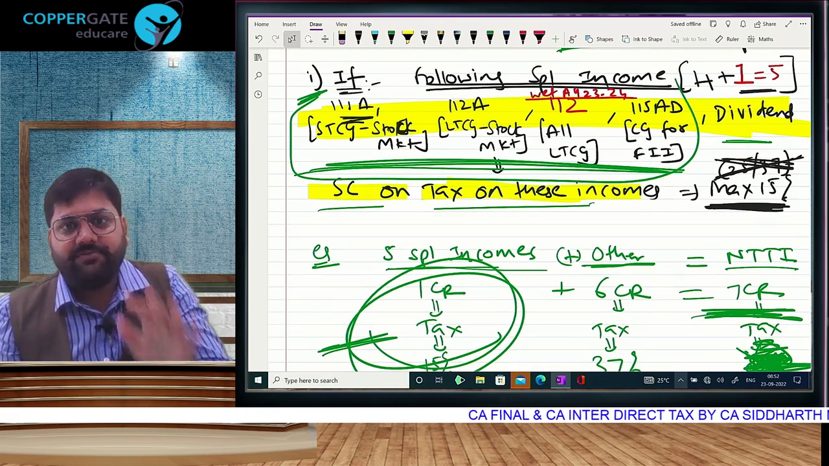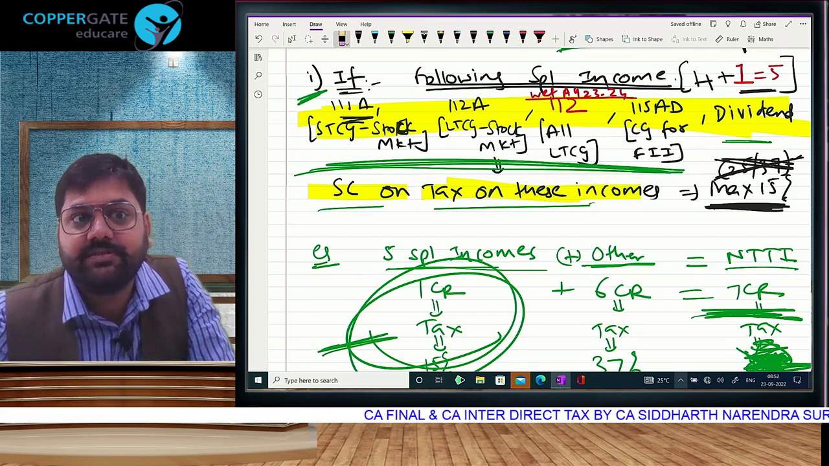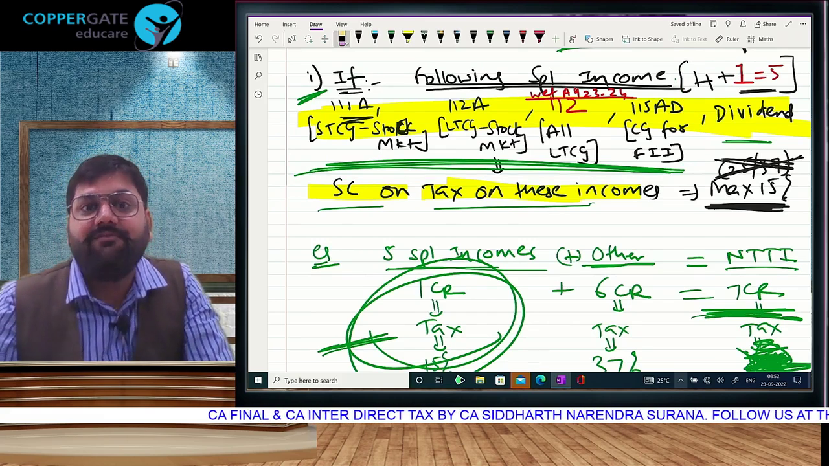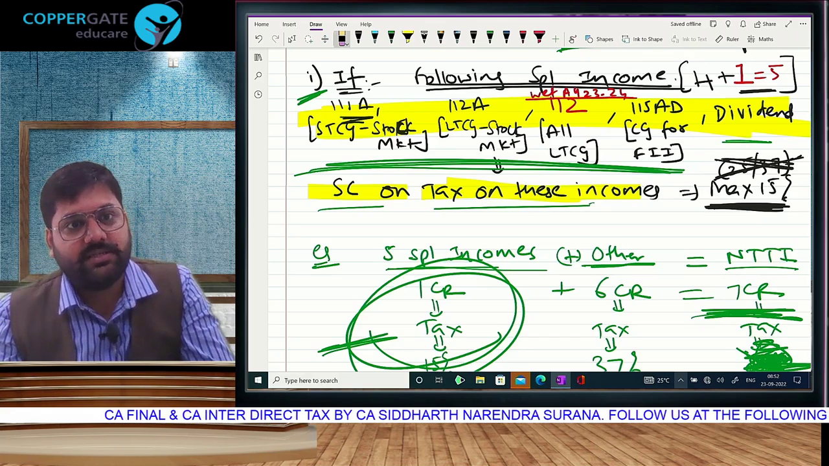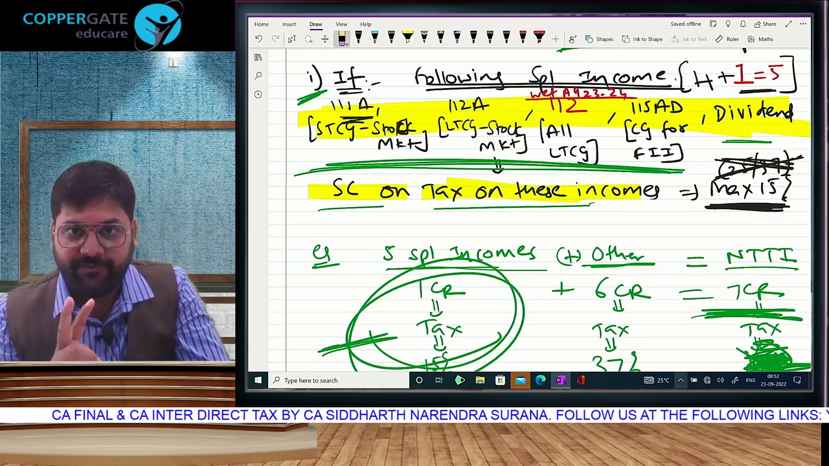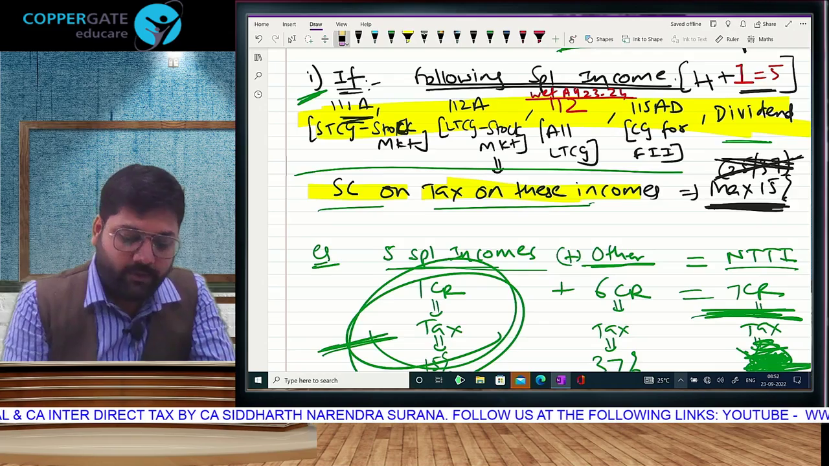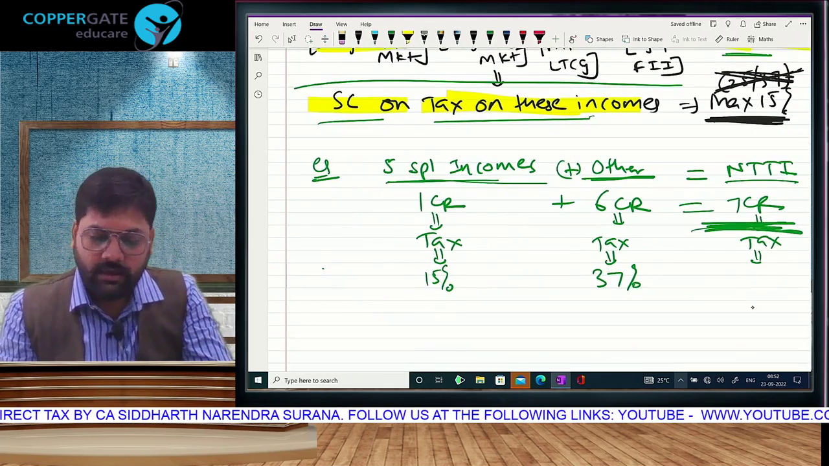If you have 5 special incomes, then on these, mark my words, I will not say on these incomes maximum surcharge will be 15%. I will say the tax on these incomes, the maximum surcharge will be 15%. You understand the difference? Surcharge is on tax. And now the second point. Example is also understood.